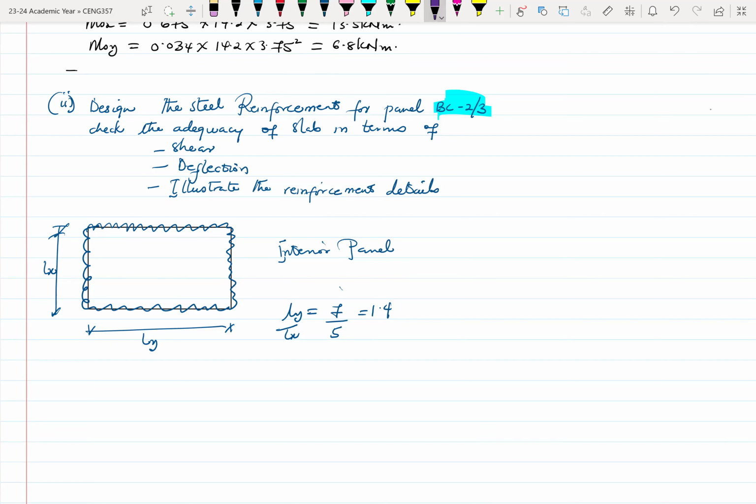So let's find beta SX positive. This will be the short span coefficient for the mid-span moment. Typically we call this the positive or the sagging moment.